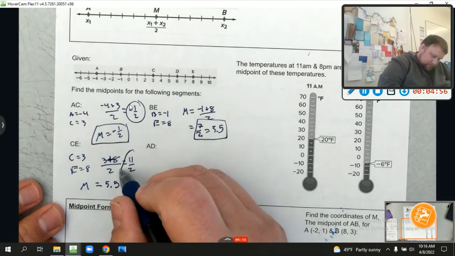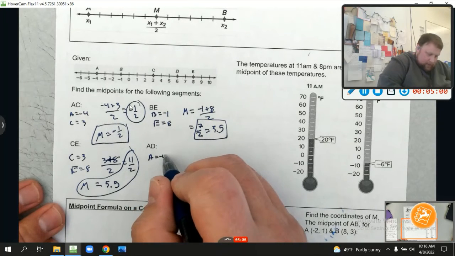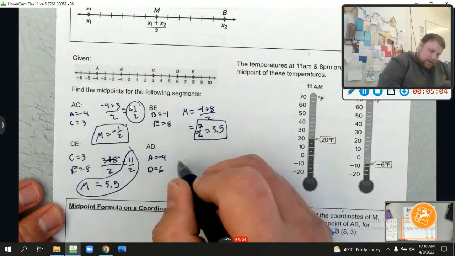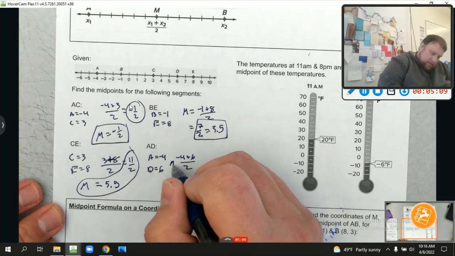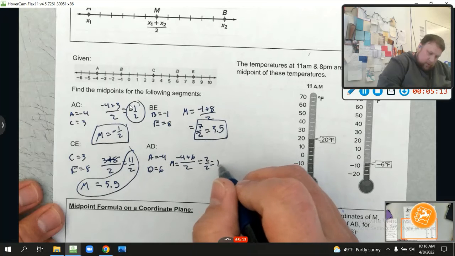And then A equals negative 4, and D equals 6. So I'm going to have negative 4 plus 6 over 2. The midpoint equals that, which equals 2 over 2, or 1. Awesome.